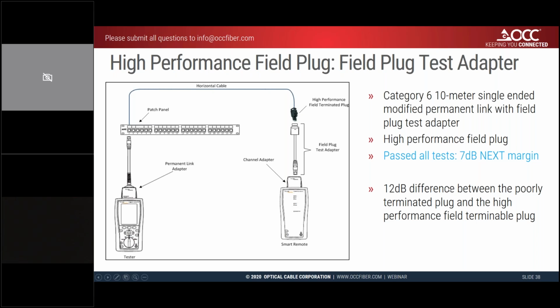And then we ran the same test with the high performance field terminated plug. And now it passes all tests by 7 dB of NEXT margin. So really, that shows that the field terminated plug is doing its job. It's a good plug, and now we've unmasked it, and we can see that it is a good link.